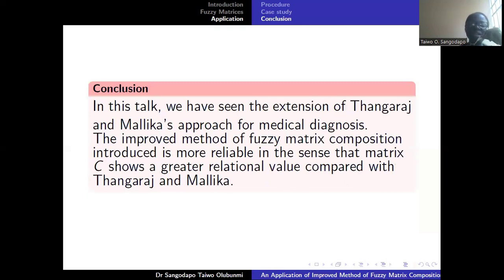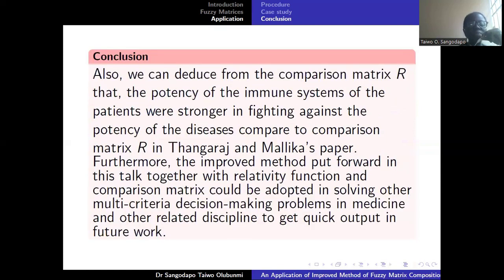In this talk, we have seen the extension of these two researchers' work, their approach, and how they apply it to medical diagnosis. The improved method of fuzzy matrix composition introduced can be said to be more reliable in the sense that matrix C shows a greater relational value compared with their own matrix. Also, we can deduce from the comparison matrix R that the potency of the immune systems of the patients was stronger in fighting against the potency of the diseases compared to comparison matrix R in their own paper.